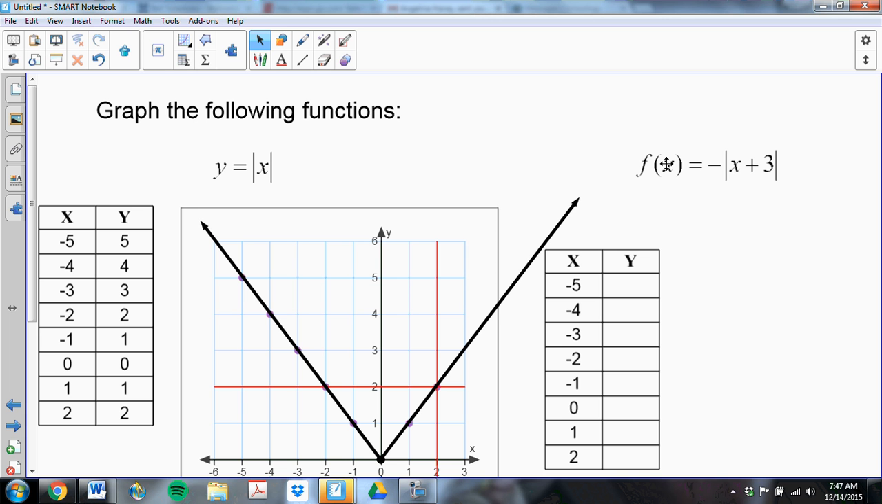Here's another one. I'll do f of x equals negative absolute value of x plus 3. Now remember, f of x and y just mean the same thing. So if I plug in -5 for x, I do -5 plus 3. And -5 plus 3 is -2.